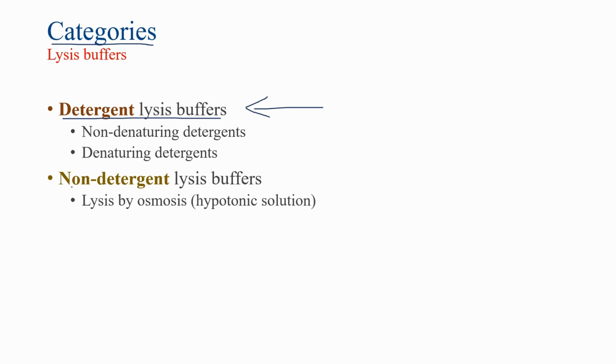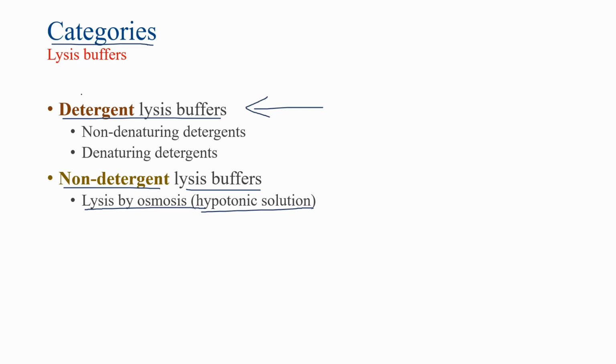The other type of lysis buffers is non-detergent lysis buffers. An example of this would be lysis by osmosis. If you place your cells in hypotonic solution, water rushes inside the cell and eventually lyses the cell open.